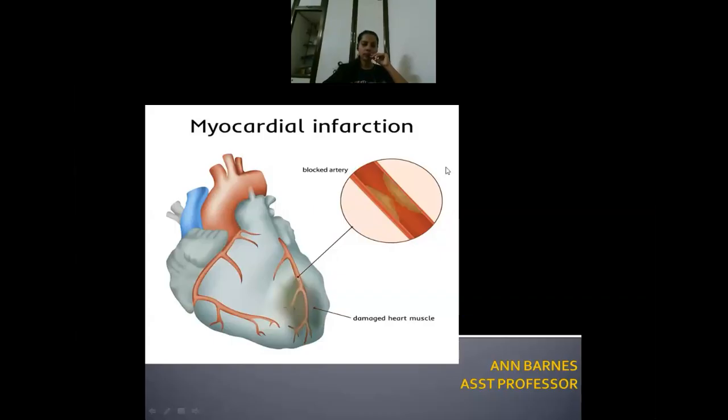Now moving on to the most important disorder of the cardiovascular system, that is myocardial infarction. You all might have heard about this term, myocardial infarction. Before starting with it, there is one more name related to it, that is heart attack. In layman's language we call it a heart attack, and sometimes it is also referred to as acute myocardial infarction.